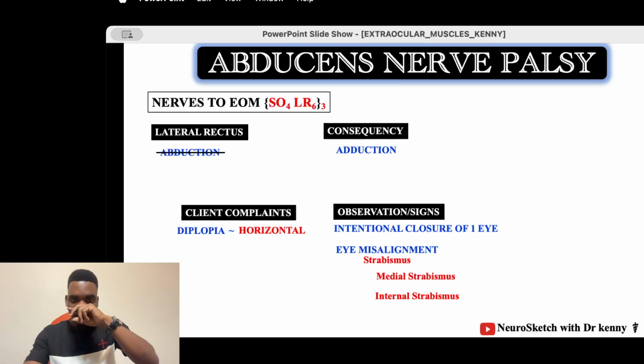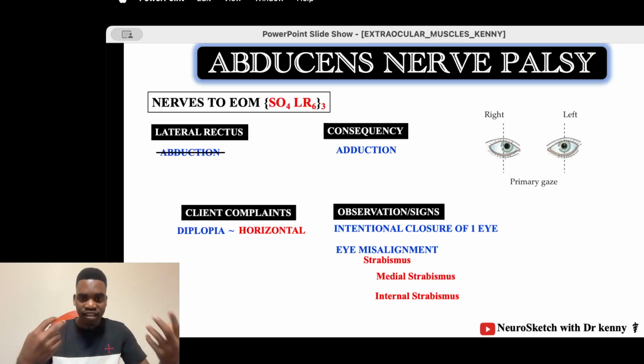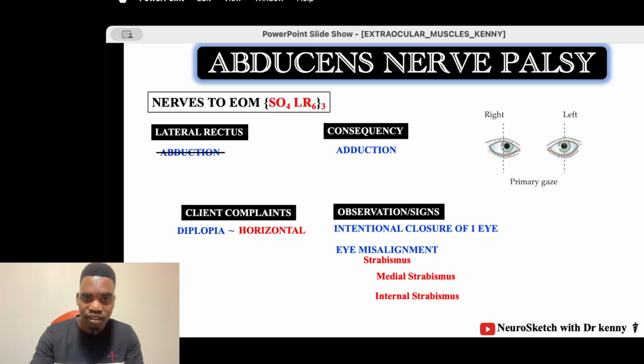This medial strabismus is seen in primary gaze. For example, this is the axis, and you see this eye is normally aligned, but this one has deviated from the midline, to the medial side. It was supposed to align to this line, but it is not on the line, so it is deviated a little bit on the medial side, and that's the medial deviation.